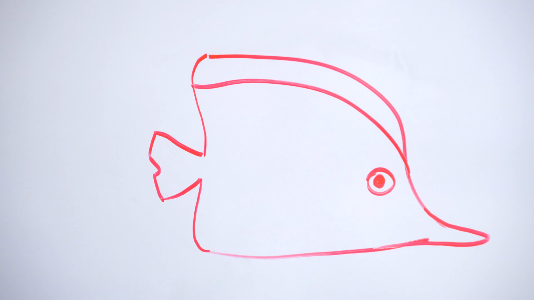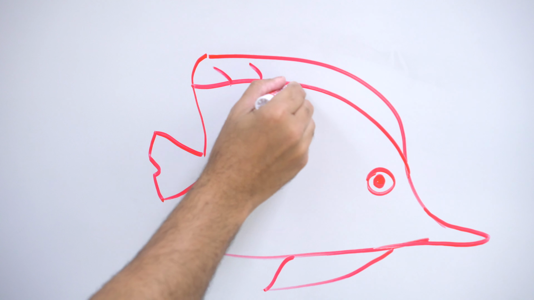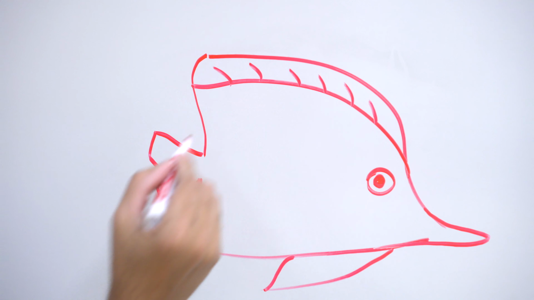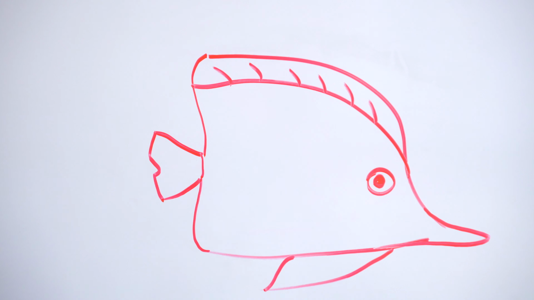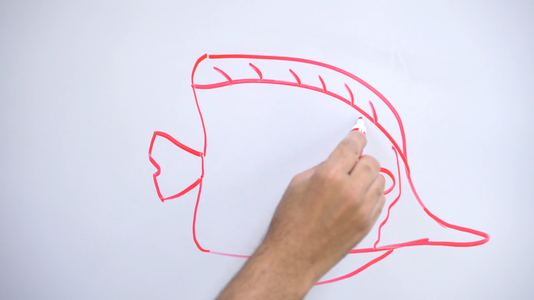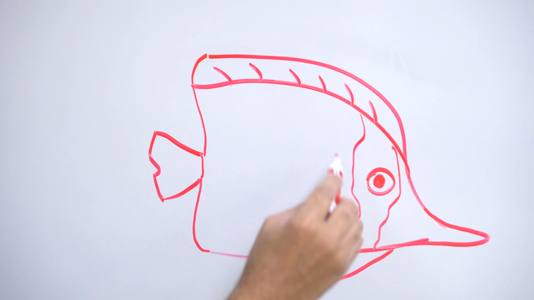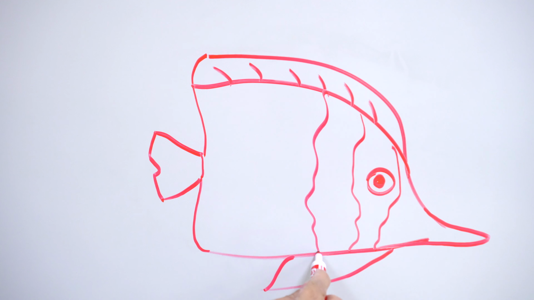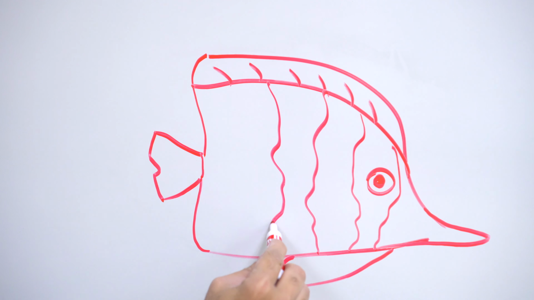Alright, just for the dorsal fin, I'm going to draw a line on the top and a curvy line at the bottom. Connect it. And there you have the top and bottom dorsal fin. Add some texture. Some patterns. What am I missing? I'm missing something.